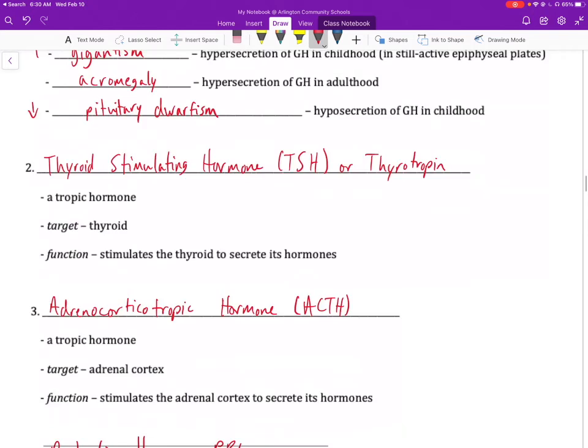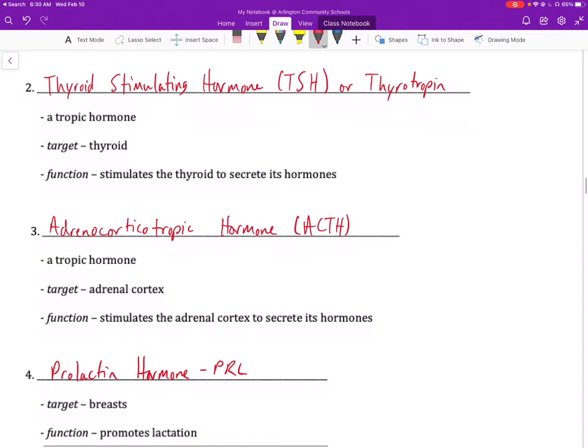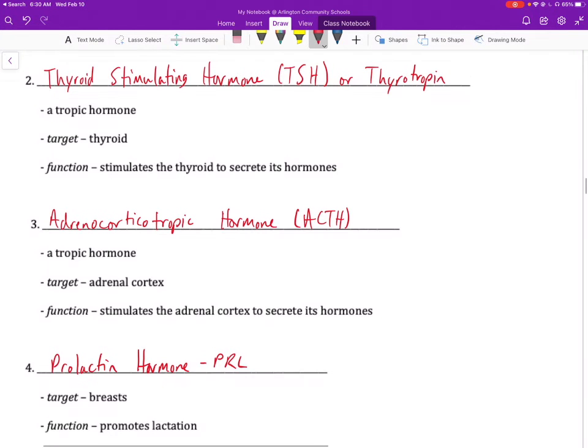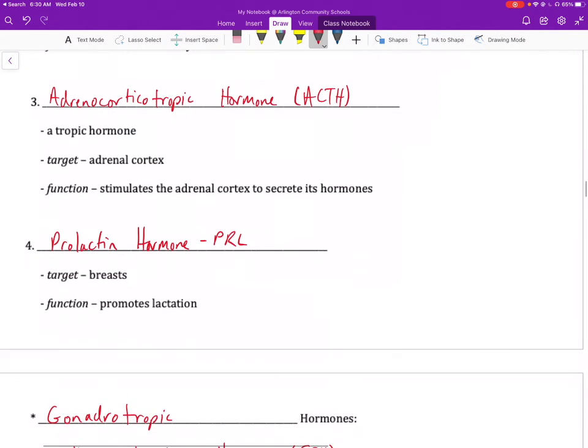Then we have the thyroid stimulating hormone, or TSH, or thyrotropin. It's a tropic hormone. It targets the thyroid, and it functions to stimulate the thyroid to secrete its hormones. Then we have the adrenocorticotropic hormone, or ACTH. This is also a tropic hormone. It's going to target the adrenal cortex, and stimulate the adrenal cortex to secrete its hormones that you guys have probably already seen in your previous video.